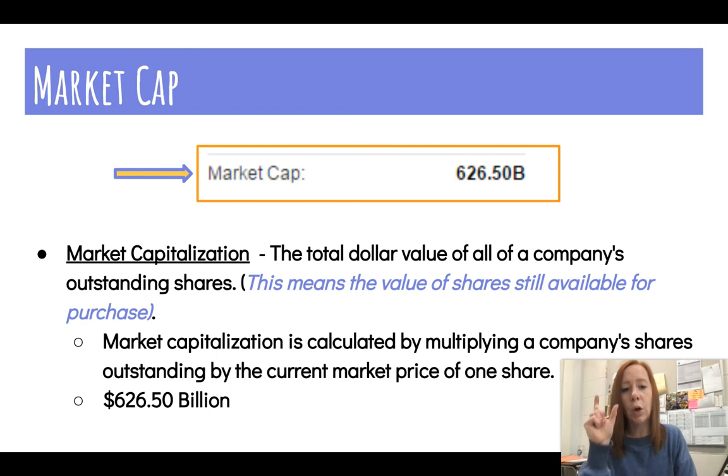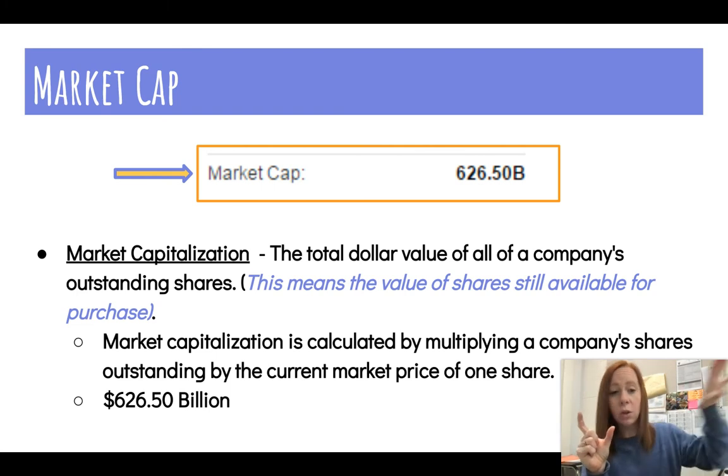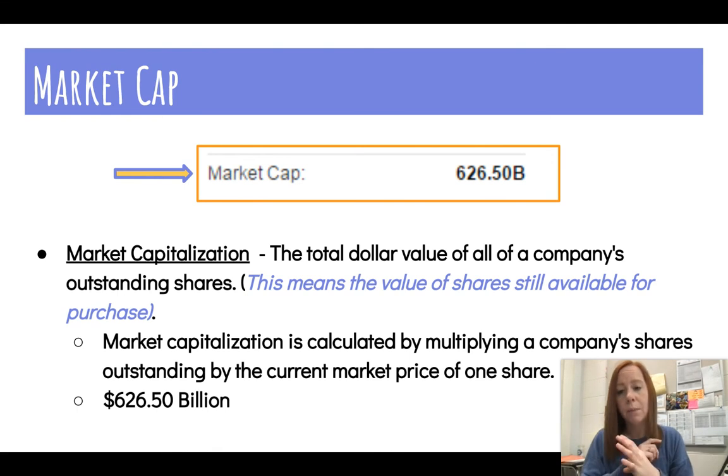So if you take the current price of Apple and multiply it by how many shares are still out there to purchase, that is going to give you the market cap. And Apple's market cap is $626.5 billion. That B stands for billion. So that just shows the total dollar value of all the shares still out there.